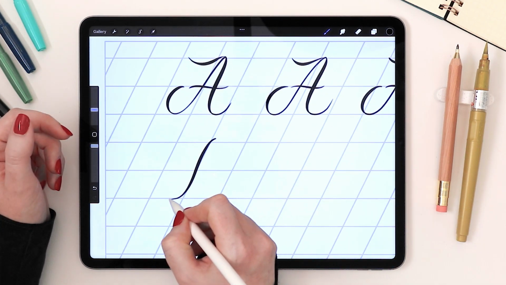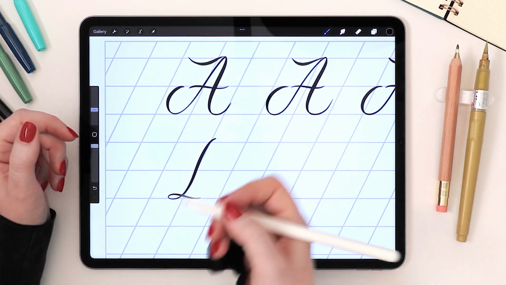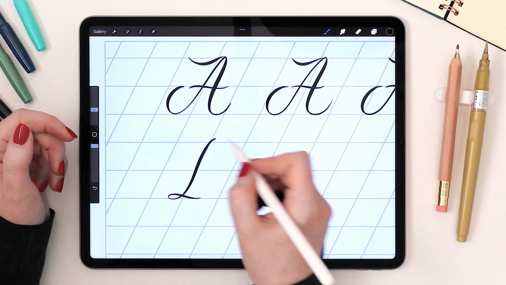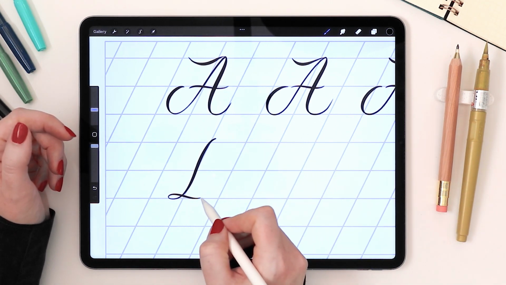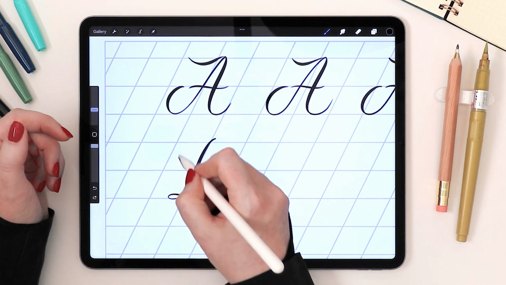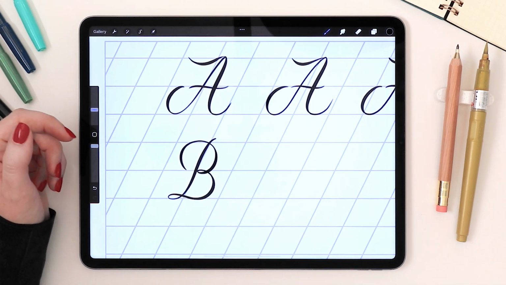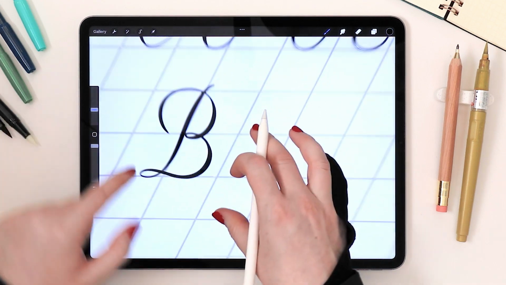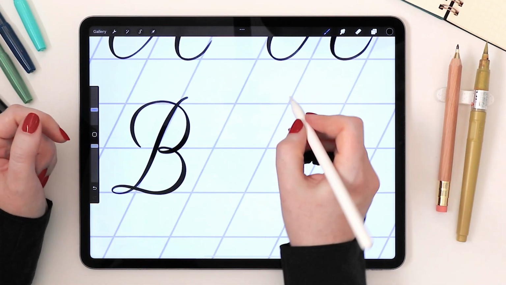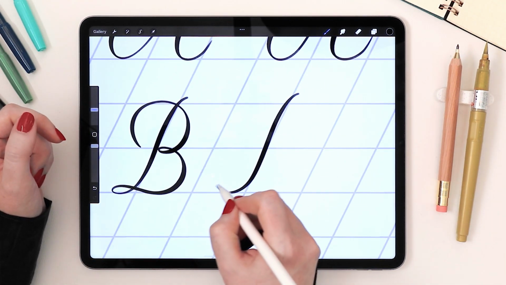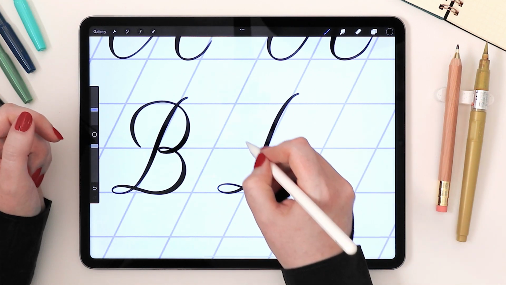B contains one of the shapes that repeats in a couple of letters. So we're starting with an S curve that doubles back on itself with a little loop. And then we're meeting up there at the bottom. That does take a little bit of skill to make sure that you meet up at the right place, but I know that you will be able to do it with practice.